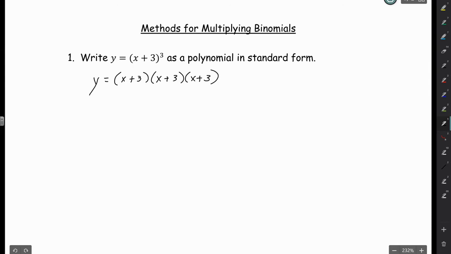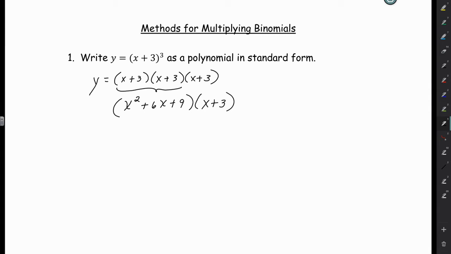If we were going to multiply, say, the first two, that would be pretty easy. We would get x squared plus 6x plus 9, and we know we can do that using FOIL: first, outer, inner, last. All right, so here's where it gets a little tricky. What we have to do now is distribute the x times every term in the trinomial, and then 3 times every term in the trinomial.